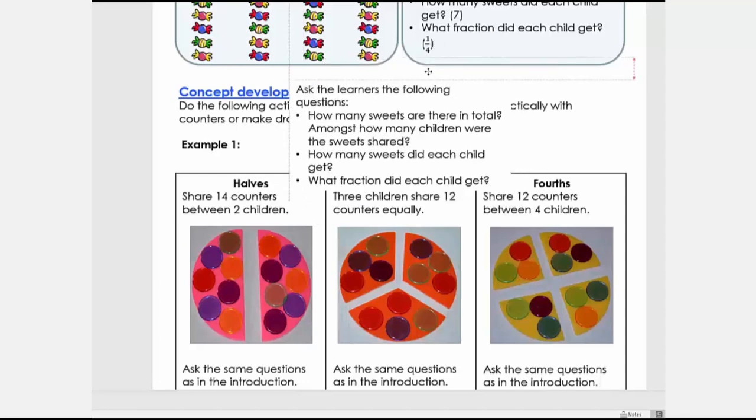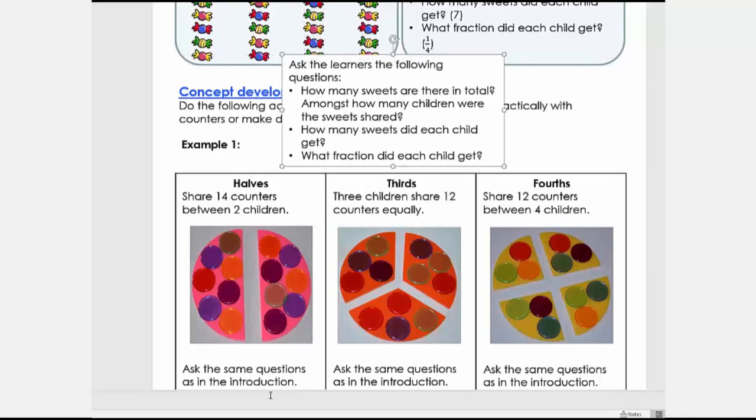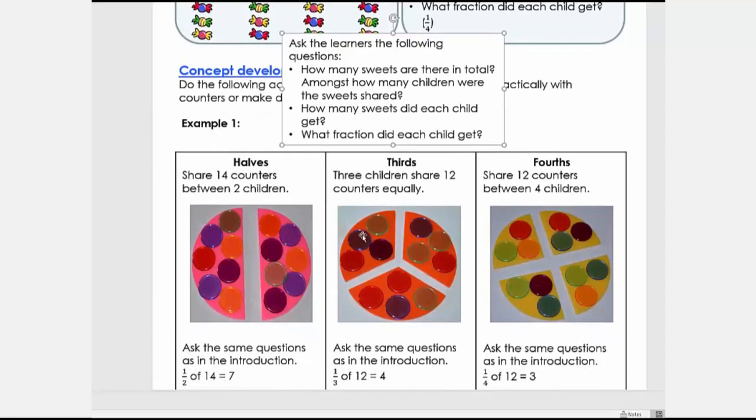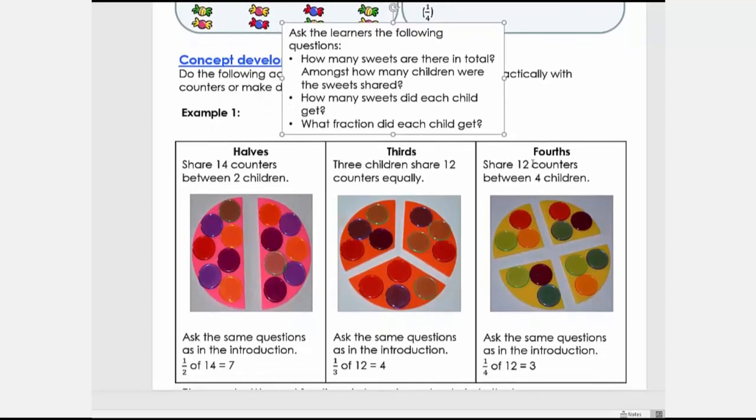So I'm going to place these questions here, and what you're going to do now is pause and look at thirds and fourths, read the top part, ask the questions, and then check at the bottom if you are correct. So it's time to pause.